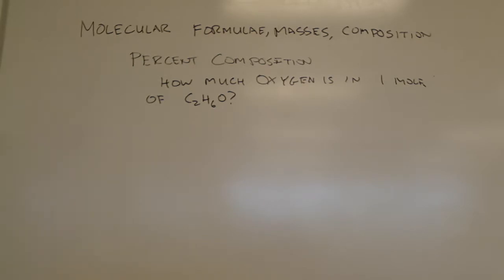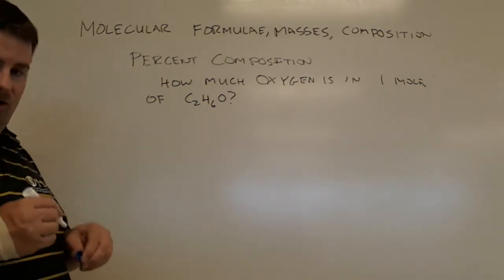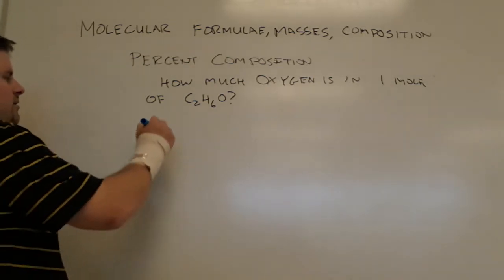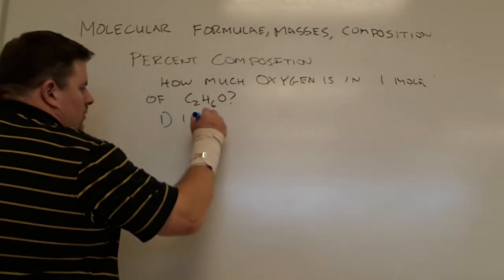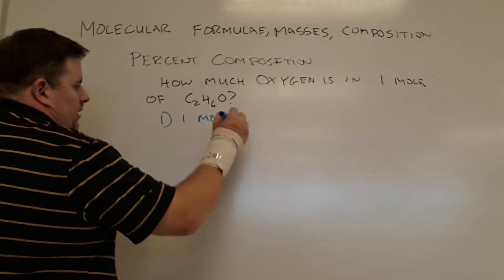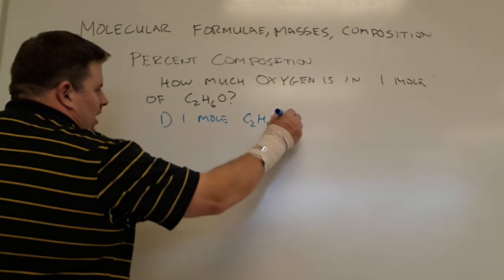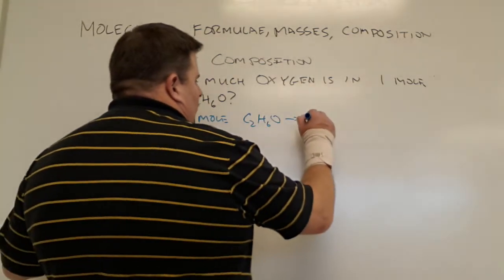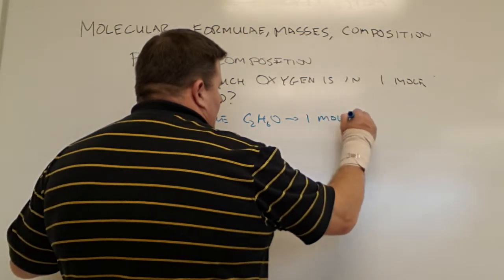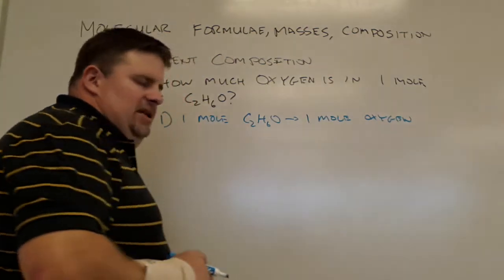So percent composition: how much oxygen is in 1 mole of ethanol? Okay? Now, question 1, what's the number of units? I'm going to look at this and say I've got 1 mole of ethanol. So I've got 1 mole of C2H6O. So how many moles of oxygen are inside of that? 1 mole of oxygen. All right, so that's easy, right?